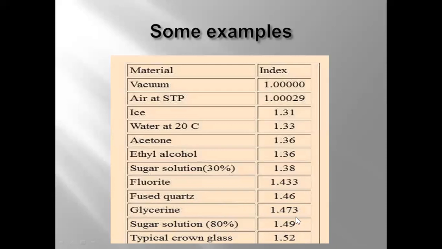If we compare this index of refraction for sugar solution at 80% with its counterpart at 30%, it has a greater index of refraction than its counterpart at lower concentration. Hence, at lower concentration, it has a lower index of refraction than at its higher concentration counterpart. Now, a typical crown glass has an index of refraction of 1.52.